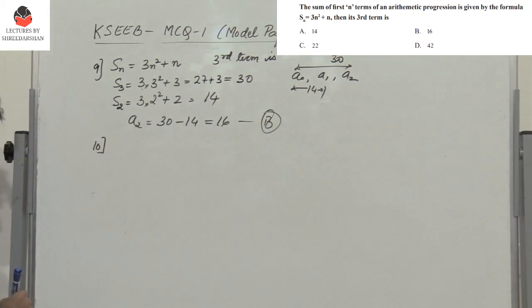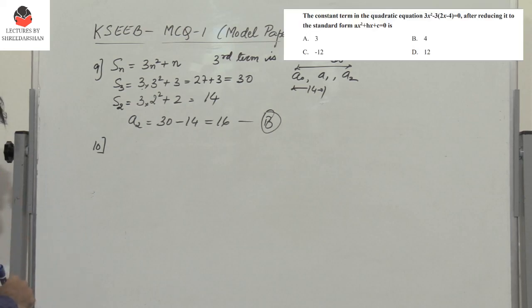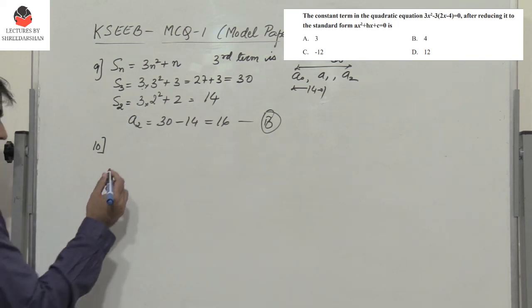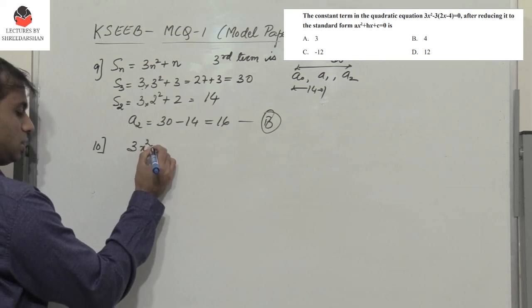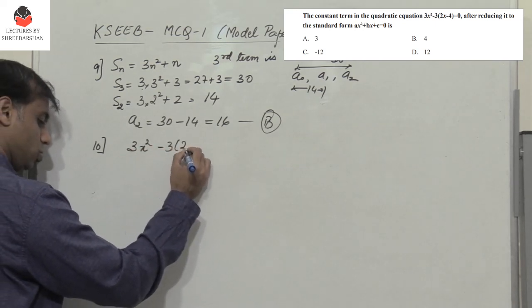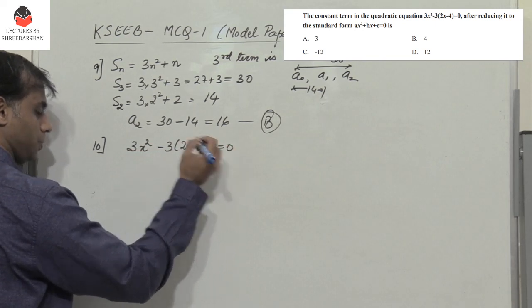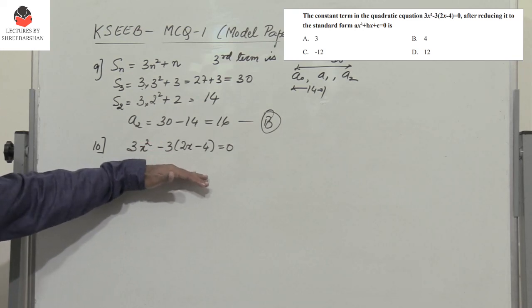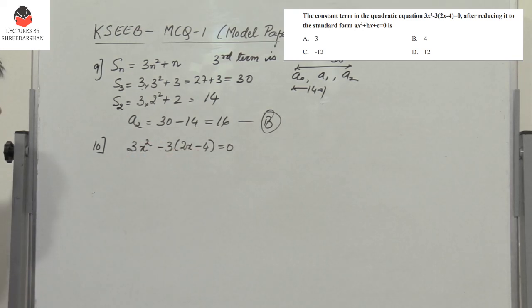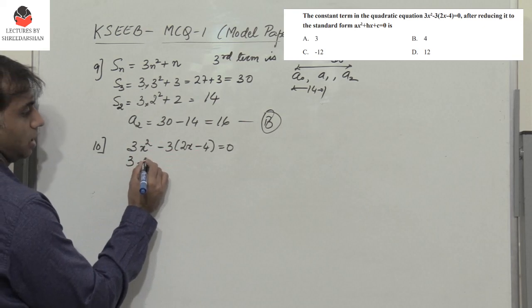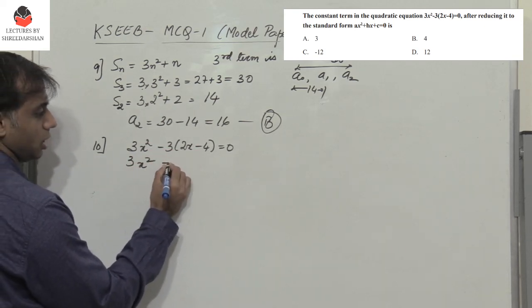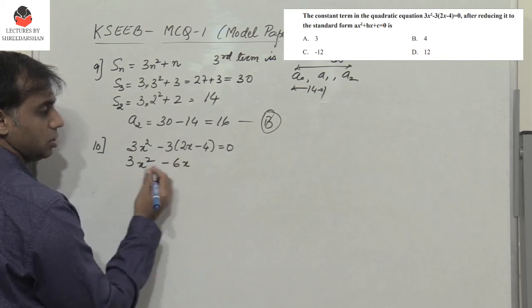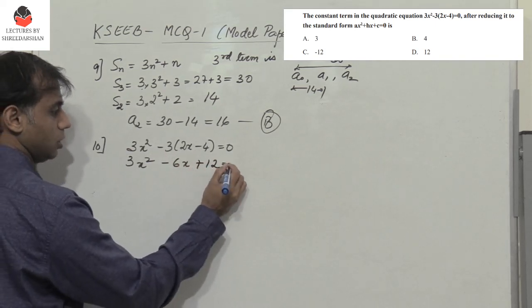The 10th one, the constant term in the quadratic equation after reducing it to the form ax square plus bx plus c equals 0 is. So we have the equation 3x square minus 3 into 2x minus 4 equals 0. Therefore, I have to reduce this and get this in the general form of the quadratic equation. So we have 3x square minus 3 into 2x. So I get minus 6x minus 3 into minus 4 gives me plus 12 equal to 0.